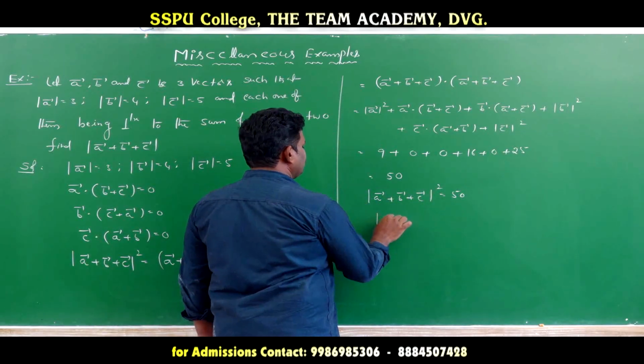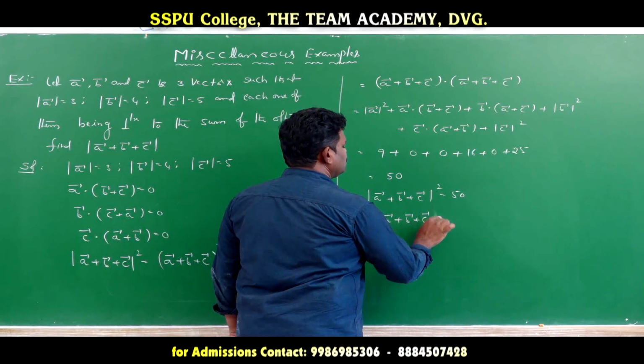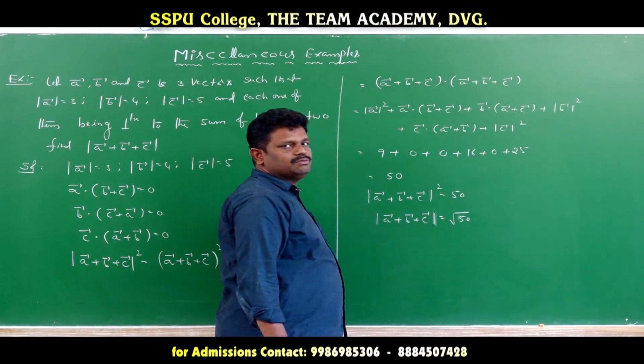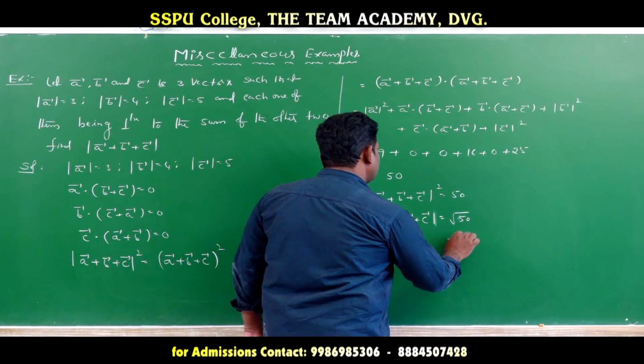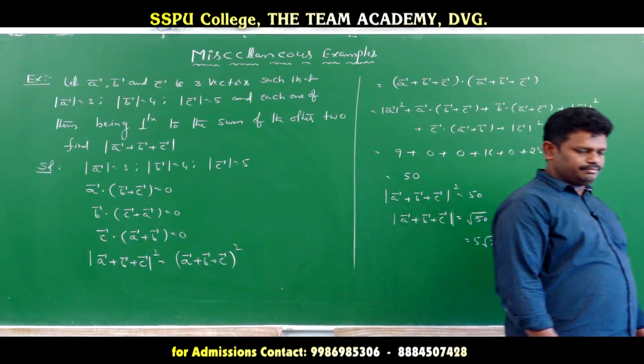Now what do we require? Only the magnitude of A bar plus B bar plus C bar, which is the square root of 50. Square root of 50 means 25 into 2, so finally it is equal to 5 root 2.